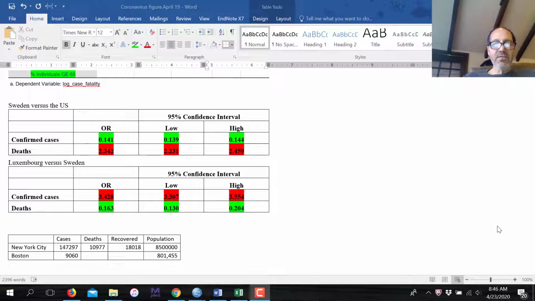starting to look at making comparisons between countries because we have a lot of good data. And the other day I did this first comparison looking at the U.S. and Sweden, and I focused only on the prevalence, which is the cases that you have per 100,000 population.